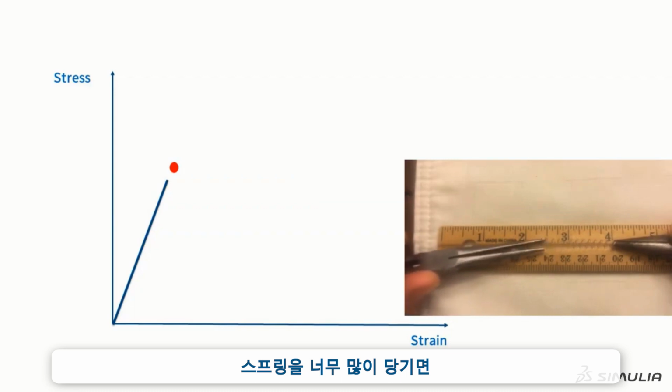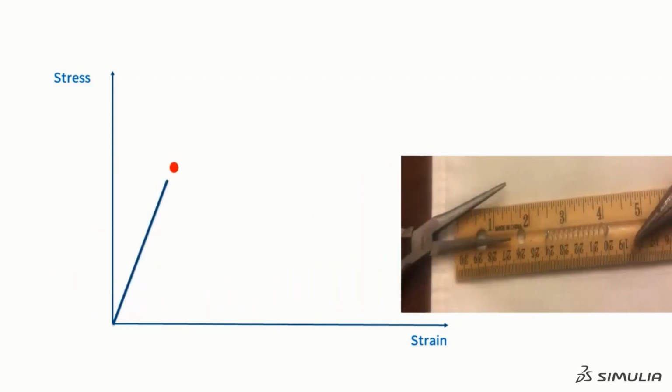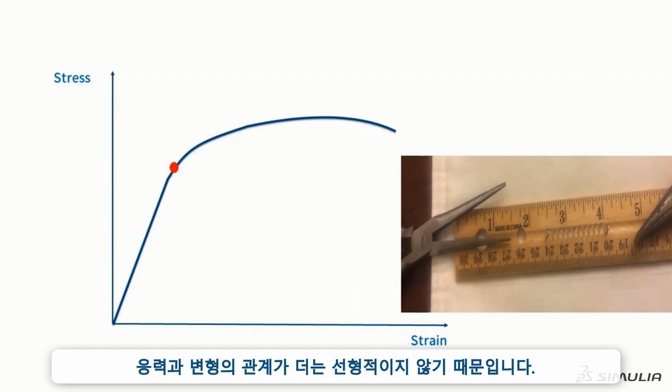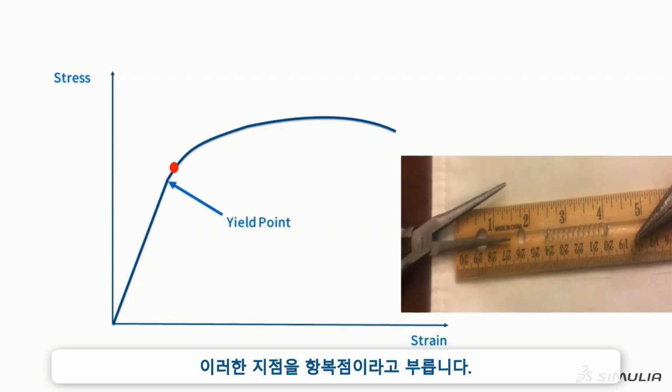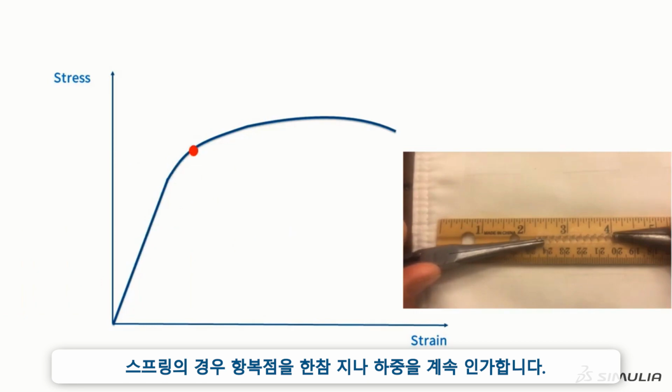If we pull on the spring too much, it does not return to its original shape. This is due to the fact that at a certain level of stress, the relationship between stress and strain stops being linear. We call the point where this happens the yield point. For the spring, we continue to load it well beyond the yield point.